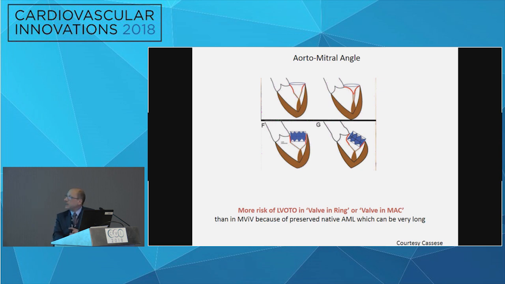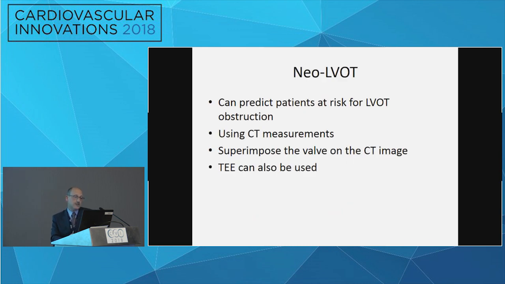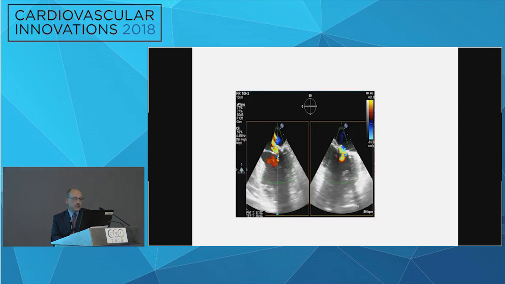Keeping in mind that LVOT obstruction is more common in valve-in-native valves because the leaflets are usually more redundant. When you have a valve-in-valve, bioprosthetic valve leaflets are less likely to cause LVOT obstruction. The concept of the neo-LVOT has been described, and it can potentially predict who is at risk for LVOT obstruction. We'll skip that.